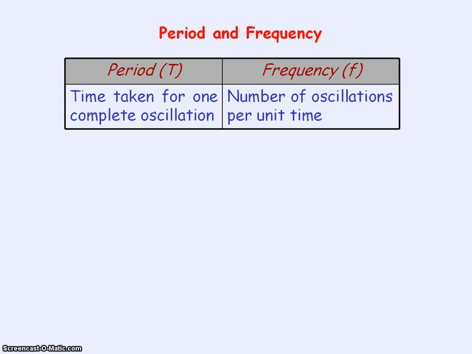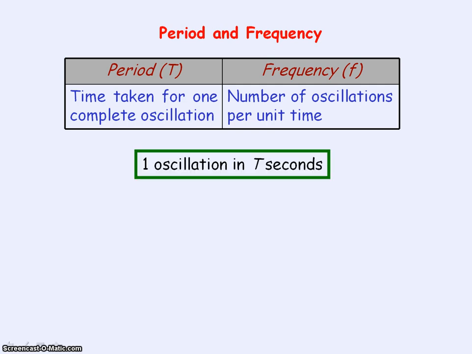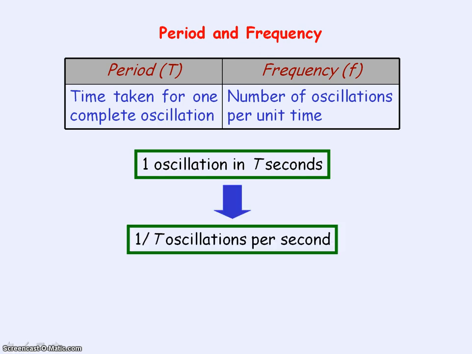The period of an oscillation is the time taken for one complete oscillation, whereas frequency of an oscillation is the number of oscillations that occur per unit time. From the definition of period, we have one oscillation in T seconds. So that means 1 over T oscillations occur per second. Frequency is the number of oscillations per second, so 1 divided by the time period equals the frequency.